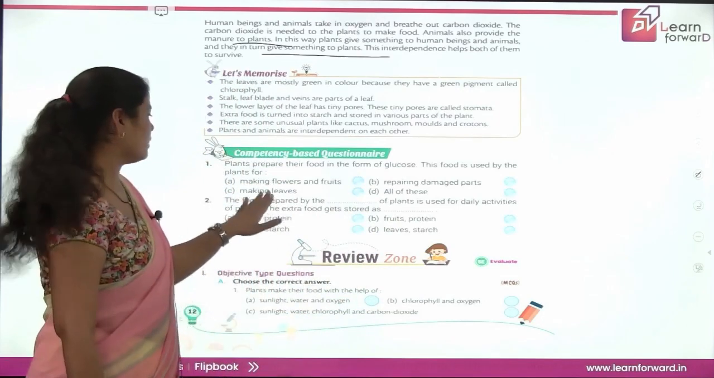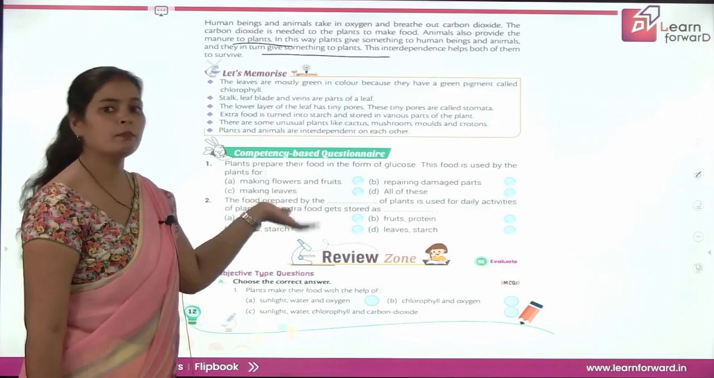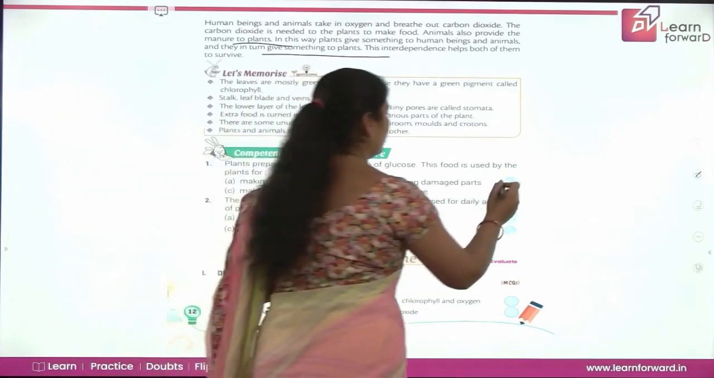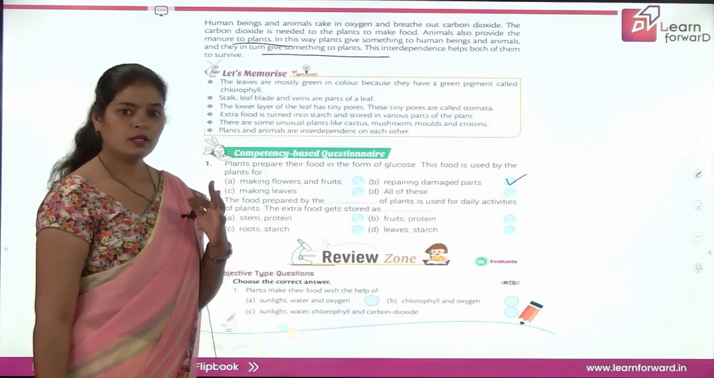It is used for making leaves. Can it be used for making leaves? Because leaves only are producing the food. So it is repairing damaged parts. Okay, for growth, for repairing their damaged part.